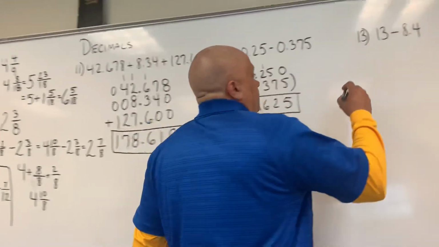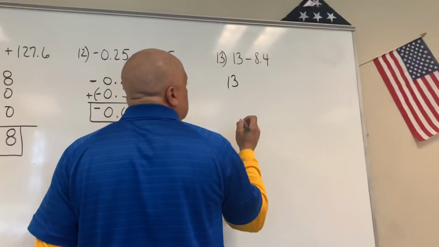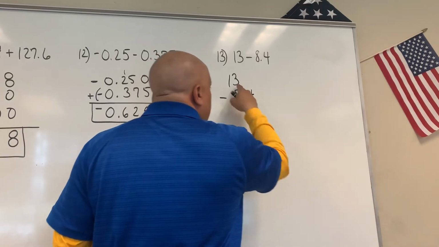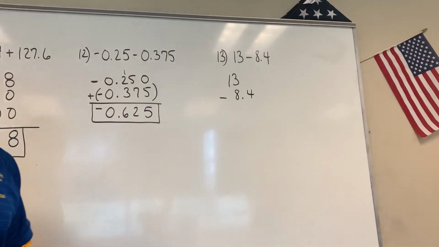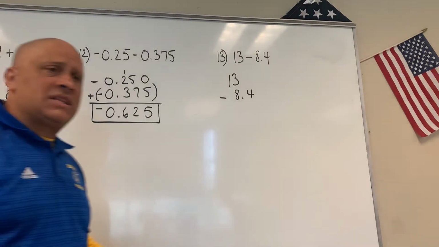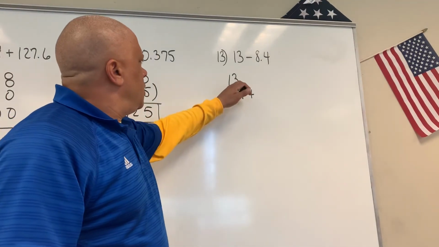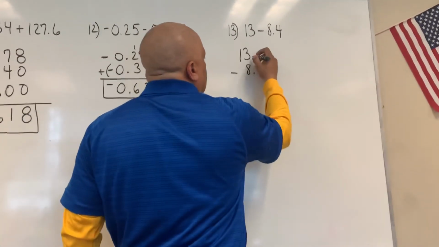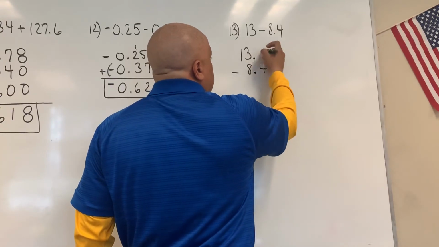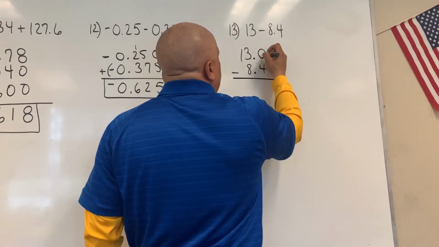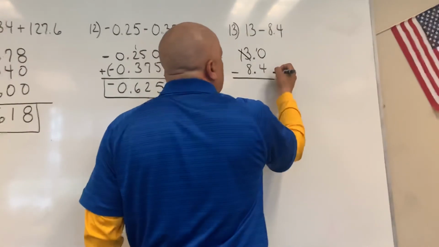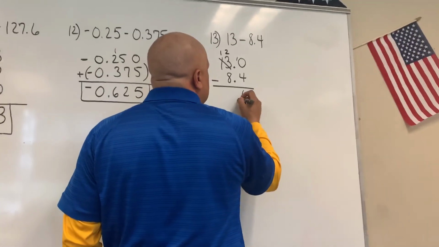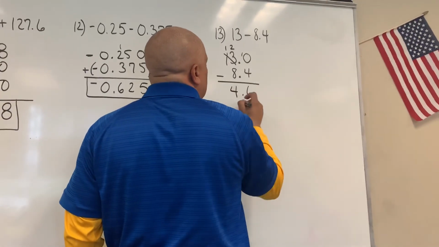Now let's go to the last one. We have a whole number of 13 minus 8.4. Now notice 13 doesn't have a decimal place, but whenever we have a whole number that doesn't have a decimal place, you just go ahead and put a decimal there to make sure they line up, and then put your 0 to show where these are, and then work the problem out. You're going to make that 10, we'll make that 12. 10 minus 4 is 6. 12 minus 8 is 4. And there's your answer.